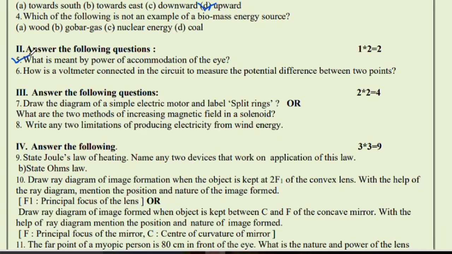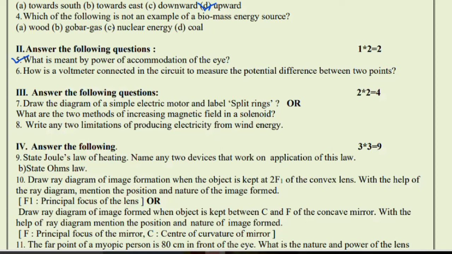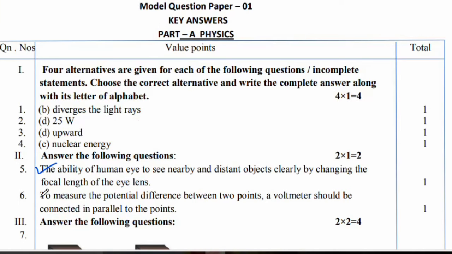Fifth question, what is meant by power of accommodation of the eye? So the exact answer, the ability of human eye to see nearby and distant objects clearly by changing the focal length of the eye lens. So that is called as accommodation of the eye. Very important question. Second question, how is a voltmeter connected in the circuit to measure the potential difference between the two points? So to measure the potential difference between the two points, a voltmeter should be connected in parallel to the points.